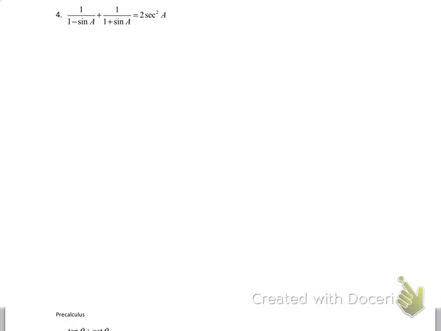So number 4 to me sticks out that the left-hand side definitely looks more complicated. And since I have fractions and I have an addition problem, I can put those together into one term, because that's where we need to go if you look at the right-hand side. I'm going to start by finding the common denominator. So for this first one, the common denominator is simply just going to be 1 minus sine A times 1 plus sine A. So this first term gets multiplied by 1 plus sine A on the top and the bottom.